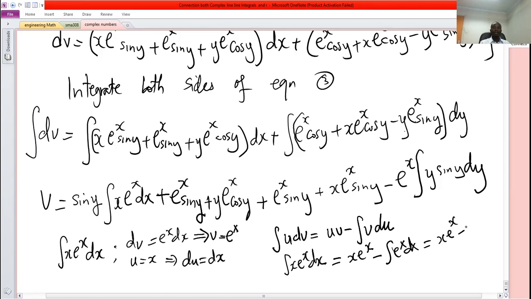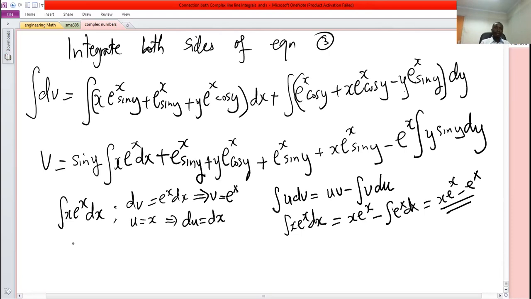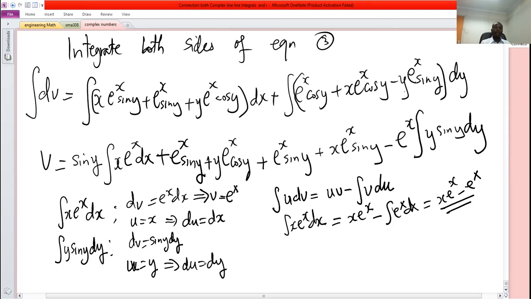So this will be the answer to this part. And let's also do the integration by parts for this other y part. So integral of y sine of y dy. So let dv be sine y dy and u to be y. This tells us that du equals dy, and this means v equals negative cos y. Remember, when you integrate sine, you get negative cos.